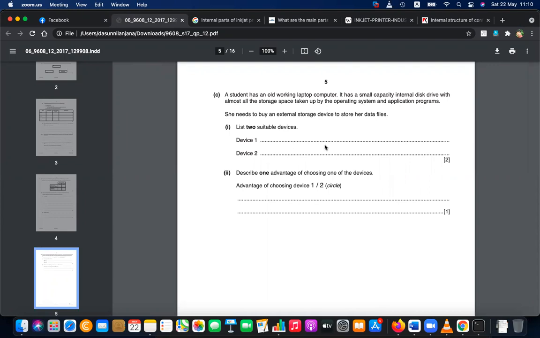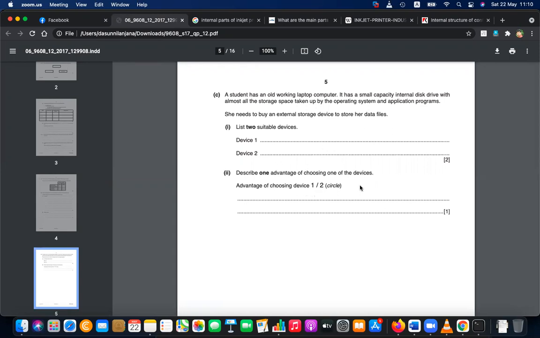External storages that she can use. You can mention any. A pen drive, external hard drive. So it can be an SSD hard drive or an HDD, a normal hard drive, or an SSD external hard drive, or a pen drive. So that's easy.